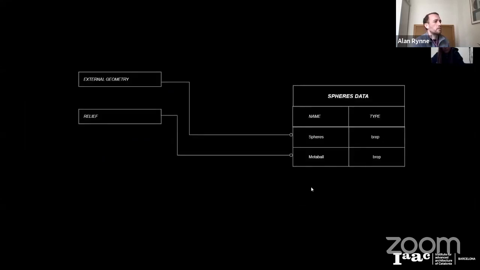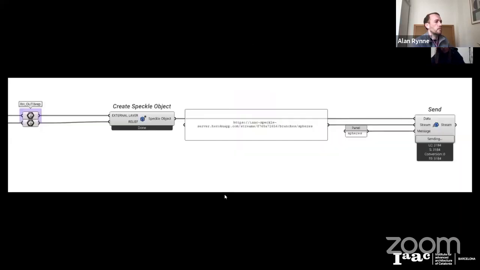Now coming to the spheres branch, it again includes two elements: the spheres and the metaballs. Both of them are BREPs. This has been done inside Grasshopper. This is the setup for the spheres branch.